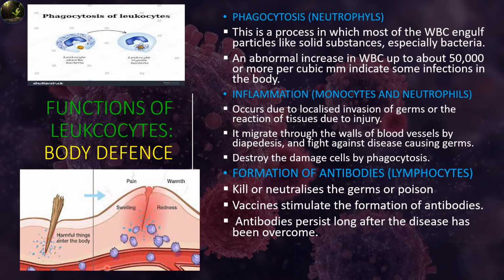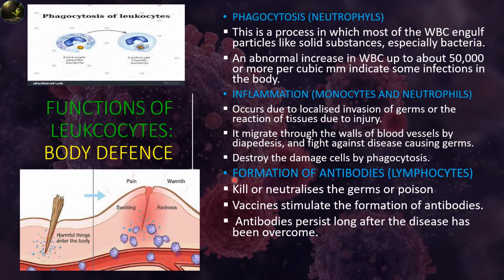Yes, you can see that in this picture. This is a capillary wall. Through the walls of the capillary, they will squeeze out into the particular area. All of you know that particular term, squeezing out, that we call diapedesis. Through diapedesis, they migrate into the particular area. They migrate through the walls of blood vessels by diapedesis and fight against disease-causing germs. You can see this clearly, right?